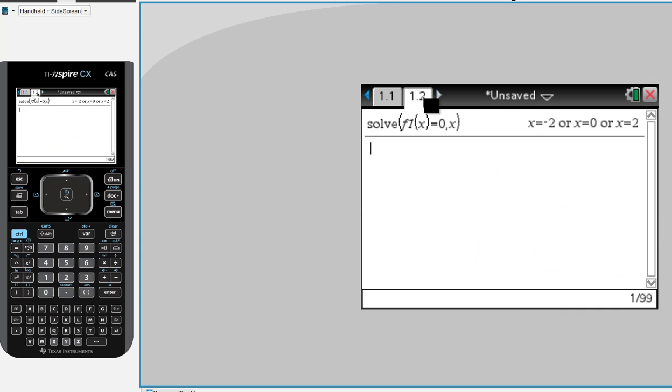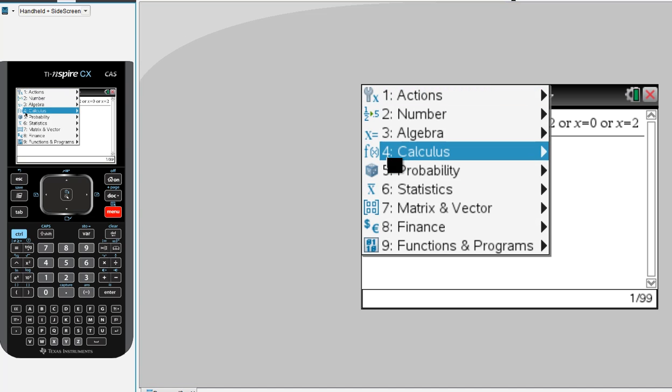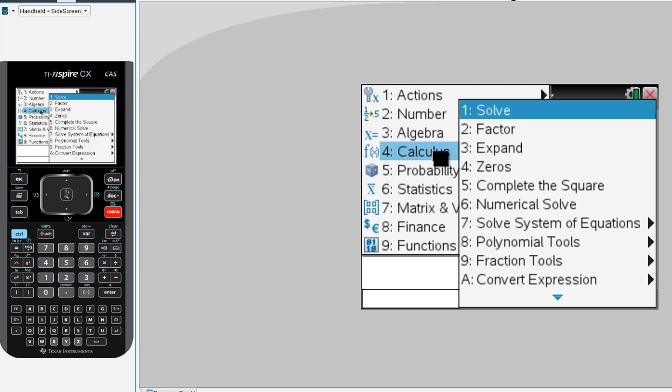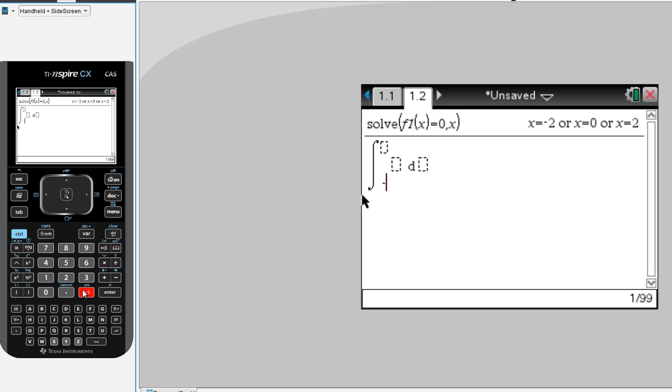We go to the calculator page, and I can either go here in the template button and choose this one, or I can go to menu and calculus. Number 3 is integral. So from -2 to 2, and the function is, let's use f1 again. So f1 of x, and then dx, which means that the variable is x. And the result is 0.